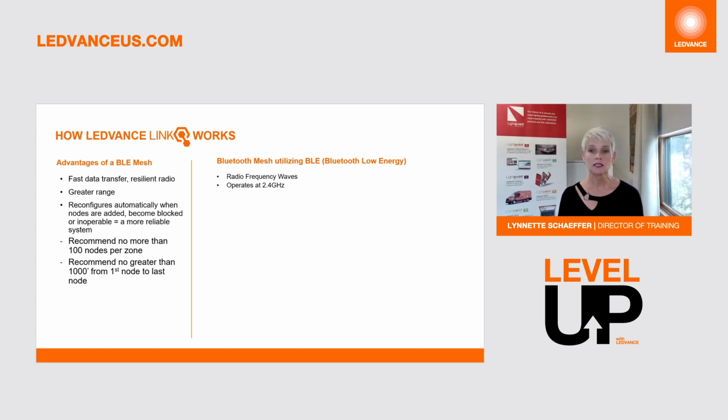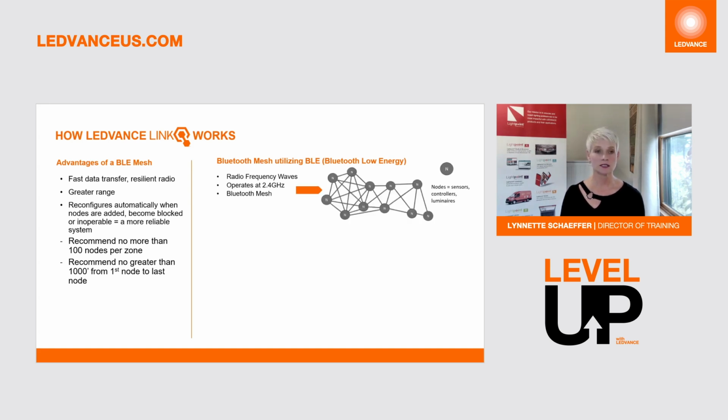Now, when using Link, our system specifically, we recommend no more than 100 nodes per zone, and we recommend no more than 1,000 feet from the first node to the last node. The system itself does use radio frequency waves that operate at 2.4 gigahertz, and with any Bluetooth mesh system, you do have all of these nodes. They're all the devices. There's the fixture controller, there's the sensors, there's the wireless controllers. Those are all part of the system.